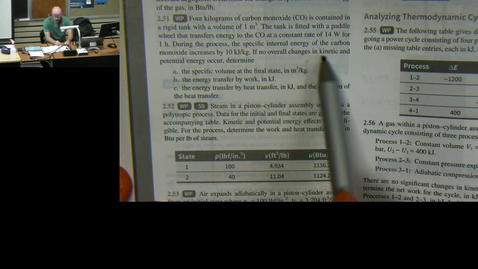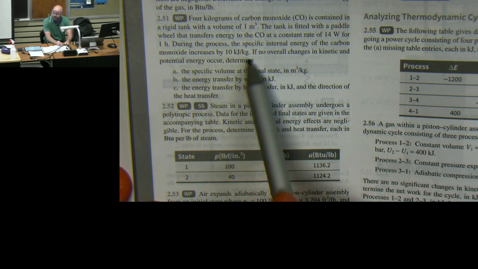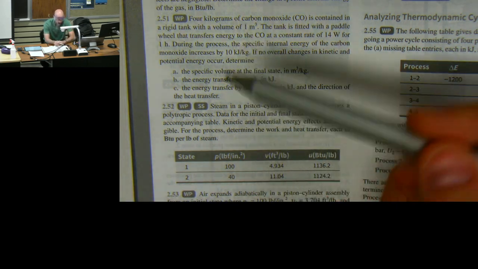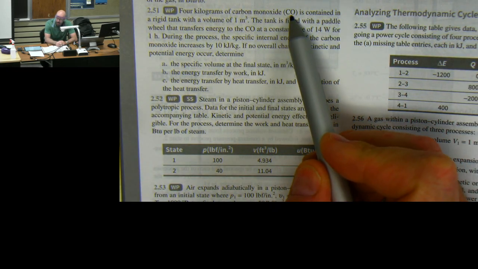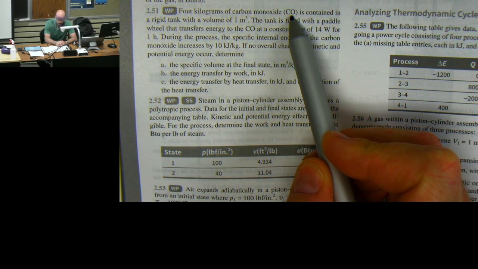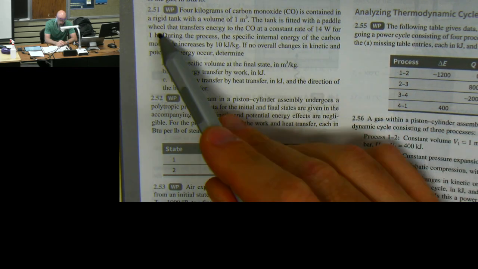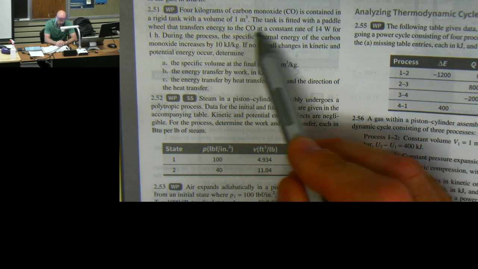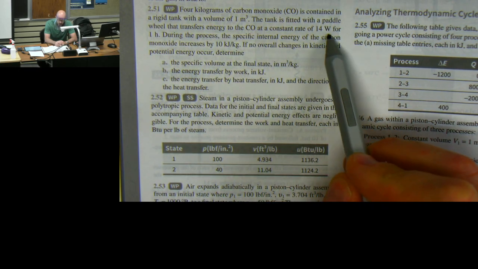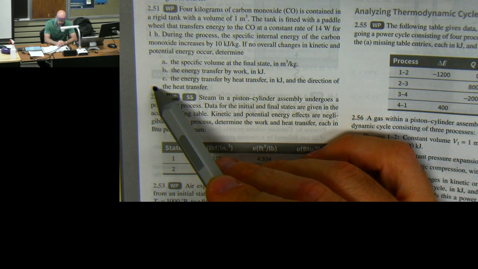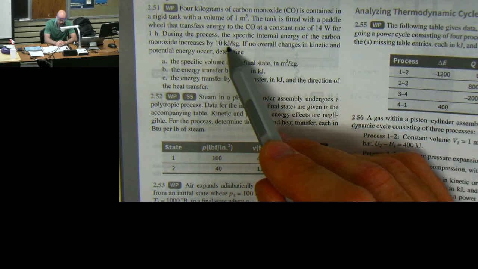Okay, now even though this is in the problem statement, I need to restate this or save this for my assumptions, because this is an assumption. They're telling you what the assumption is. So what does this problem tell me? It tells me mass, 4 kilograms. It tells me material, carbon monoxide. That doesn't really matter much here in chapter 2, but it will matter a lot in chapter 3. We know it's a rigid tank, and we know the volume of that tank. We know this tank has a paddle wheel, and the paddle wheel transfers energy to the carbon dioxide, so from the surroundings to the system, at a rate of 14 watts for a time of 1 hour. And when that happens, because we're transferring energy into that system, the internal energy of the carbon dioxide increases.